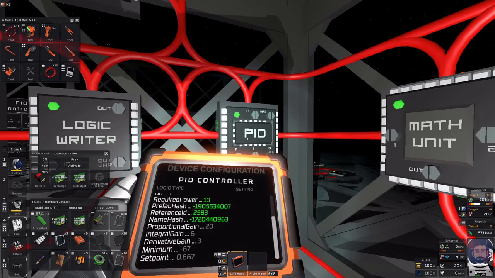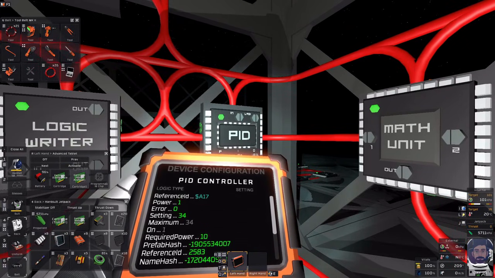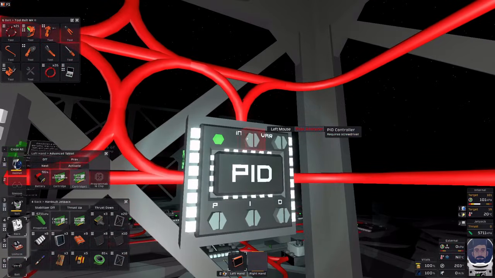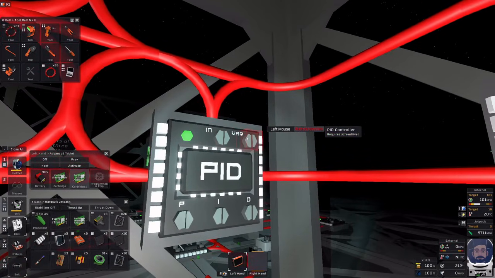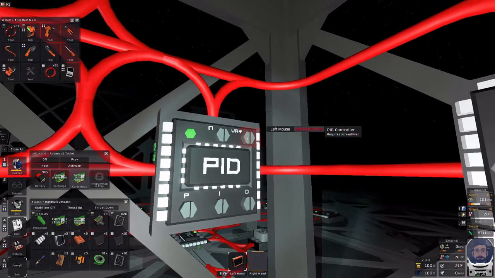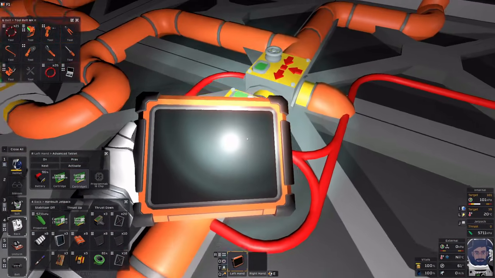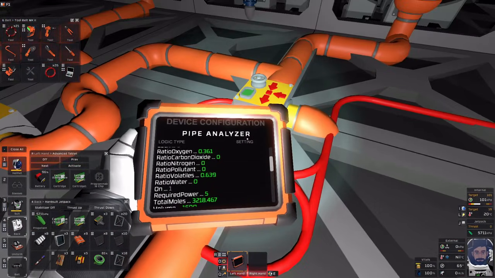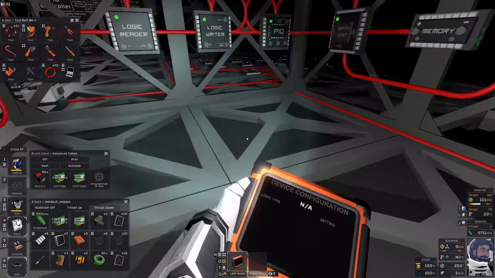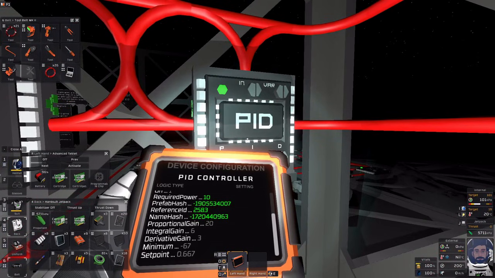So now, for obvious reasons, my set point is going to be 0.667. That's what I want the ratio of volatiles to be. Of course, what it's looking at is the pipe analyzer, and it's looking at the ratio of volatiles. That's going to be a small number, really, really small, to be honest. It's going to be a ratio, so it's going to be 0 point something. Ideally, we want it to be 0.667. So I'm working on the decimal things, set points and decimals.